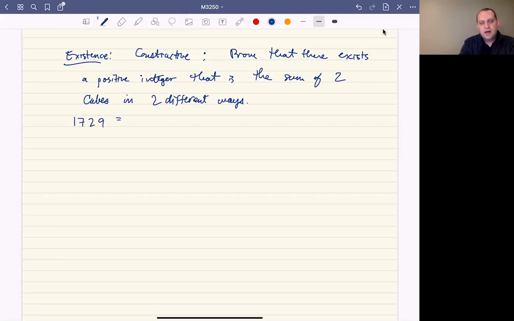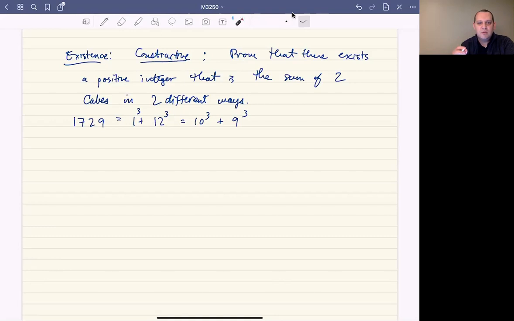So 1729. Google taxi cab numbers, you should get a possibly apocryphal story between Hardy and Ramanujan, so two great mathematicians of the 20th century. But anyways, from this story, you get that 1 cubed plus 12 cubed is 1729, but that's also 10 cubed, which is 1,000, plus 9 cubed, which is 729. So here's a constructive existence proof. Prove that there exists an integer that's the sum of two different cubes in two different ways.